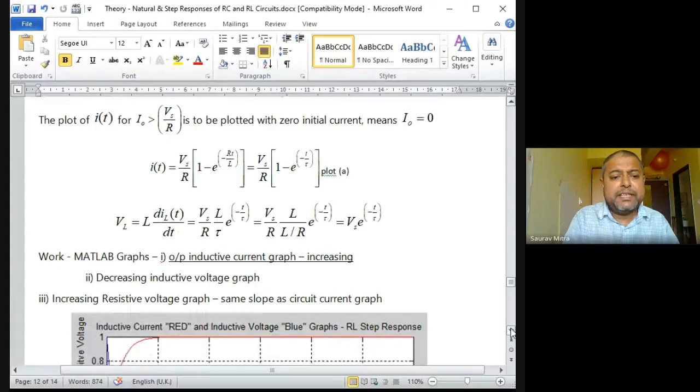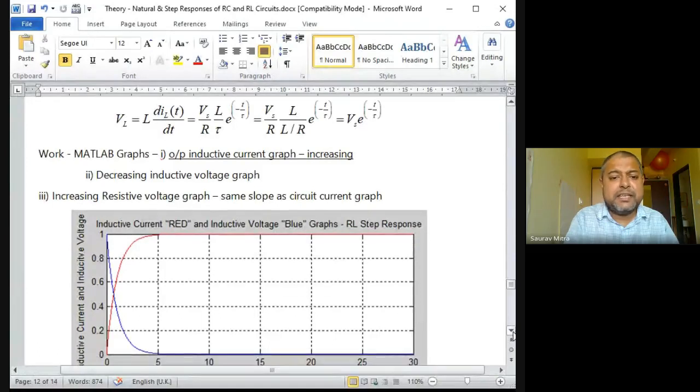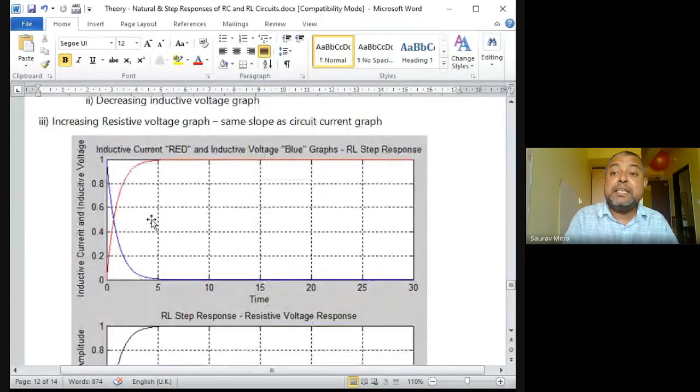Likewise, the MATLAB graph. What we will find is that the inductive current is increasing like this, in red. The inductive current is increasing in an exponential fashion, because the inductive impedance is going from infinite to zero. And as the inductive impedance goes from infinite to zero, you will find that the inductive voltage is falling, because at t equal to infinity the inductor acts as a short circuit, and the voltage across a short circuit is zero, and the current through a short circuit is maximum.